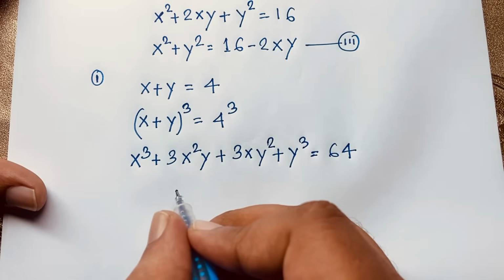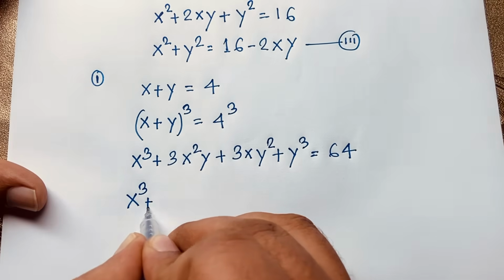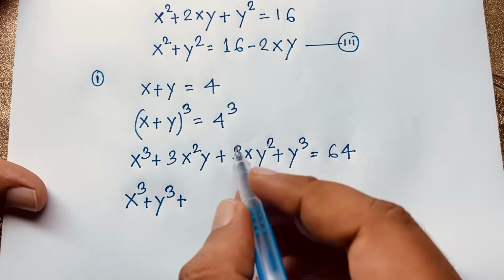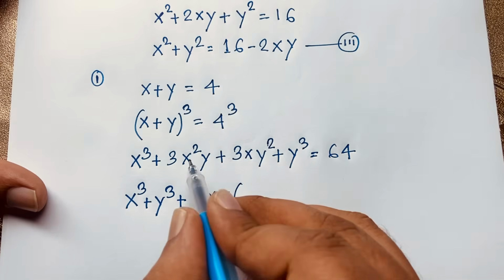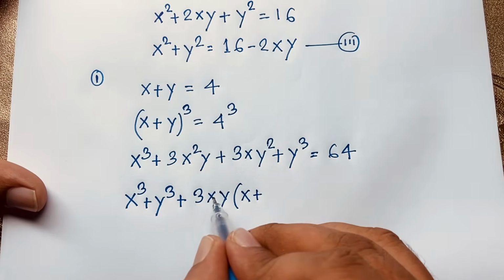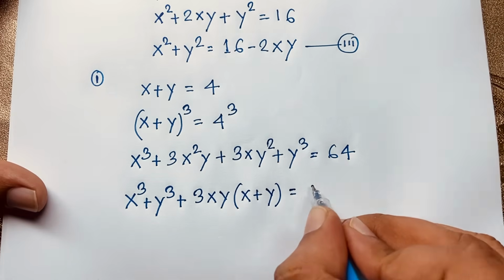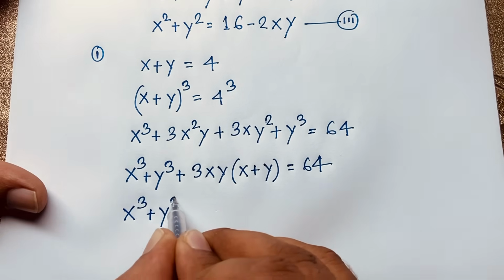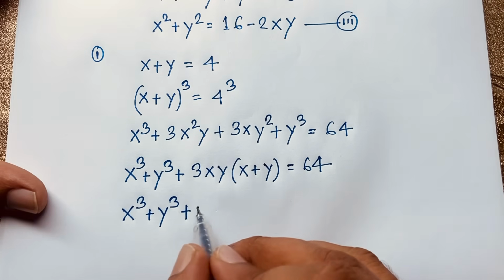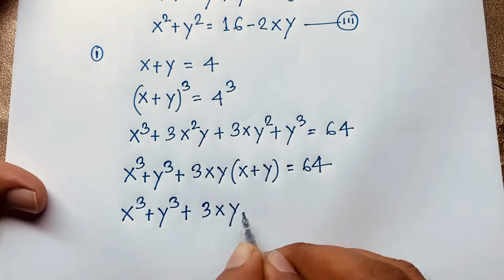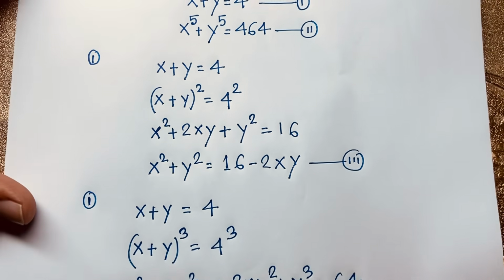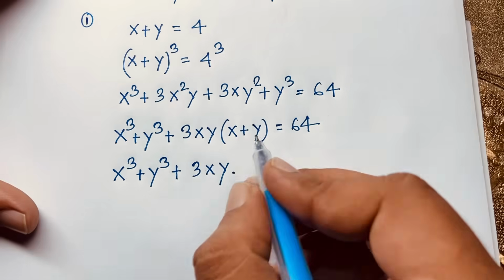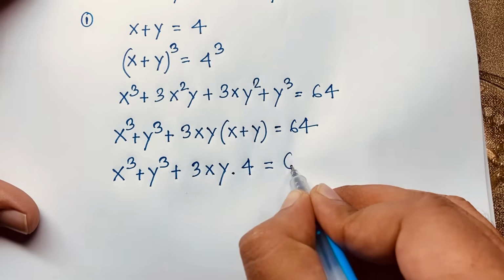Now I can write x cube plus y cube, then plus, 3xy is common, so if I take 3xy out, this divided by 3xy gives x and this divided by 3xy gives y, so it is 3xy times (x plus y), equals 64. But remember that our first equation is x plus y is equal to 4. So I take this value here: x plus y is 4, equal to 64.